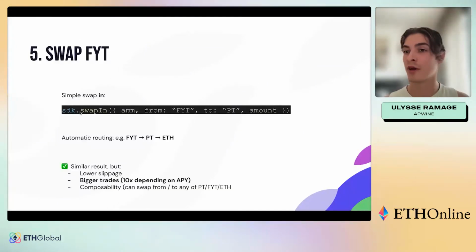So to swap on the SDK, it's very simple. SDK.swapIn. You pass the AMM object, which is going to be the address of the AMM, and then you pass very simple strings from FYT to PT and the amount. And what this is going to do is automatically route through the PT, so the FYT swap to PT, and then PT to ETH. Of course, if you want to swap from FYT to ETH. This routing is kind of similar to what you have on ParaSwap or 1inch or any kind of DEX aggregator where you can do the automatic routing, but we have this on APWine.